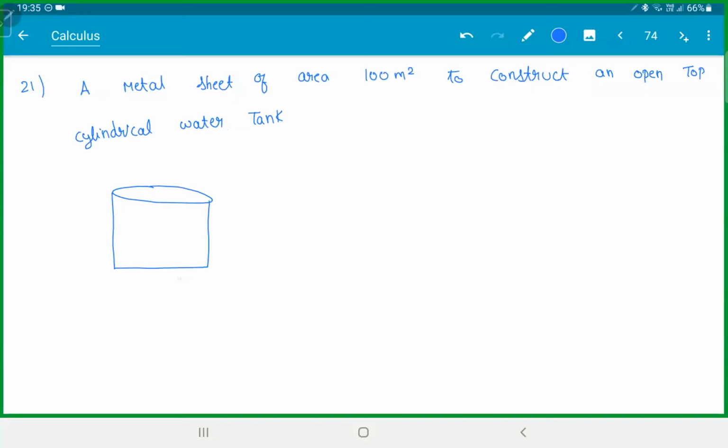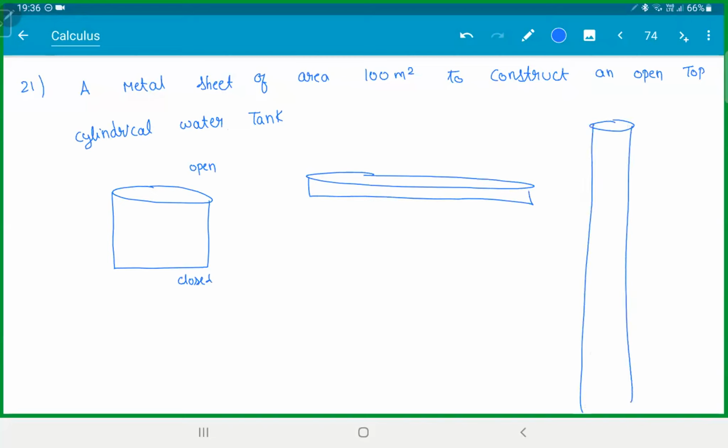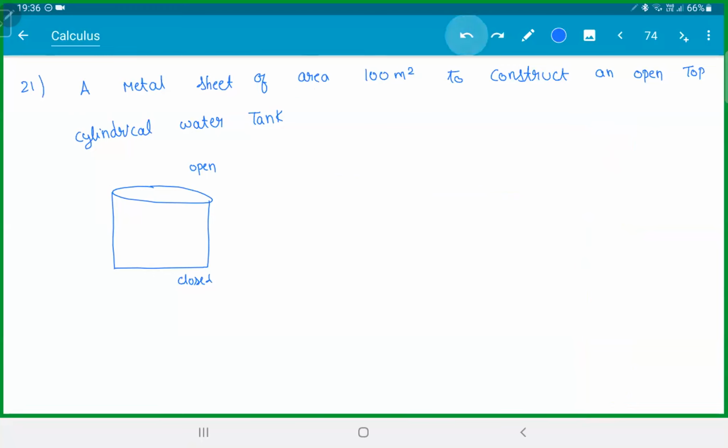Bottom is closed, the top is open. Now, how can you construct the tank? You can make a broad tank, but the height will be small. Or you can construct a long tank. You can construct different types of tanks. So we are assuming you're using this sheet of area 100 meters square. Find the maximum volume of the water tank, assuming there is no wastage of sheet. Assume the entire sheet is used somehow.